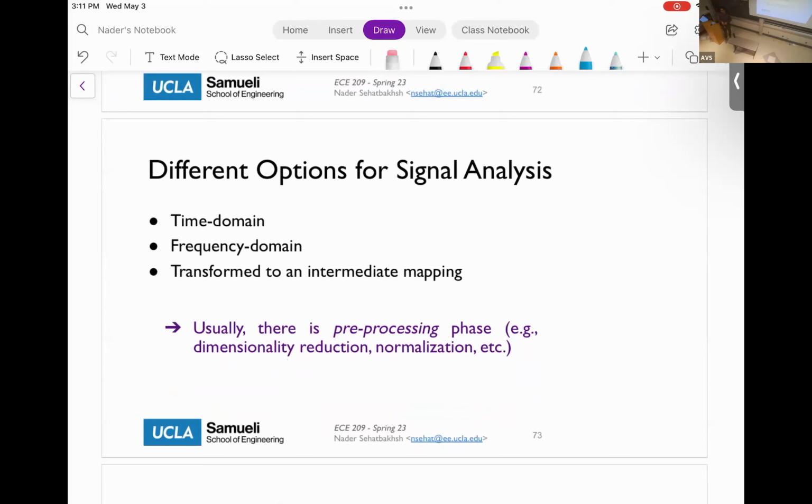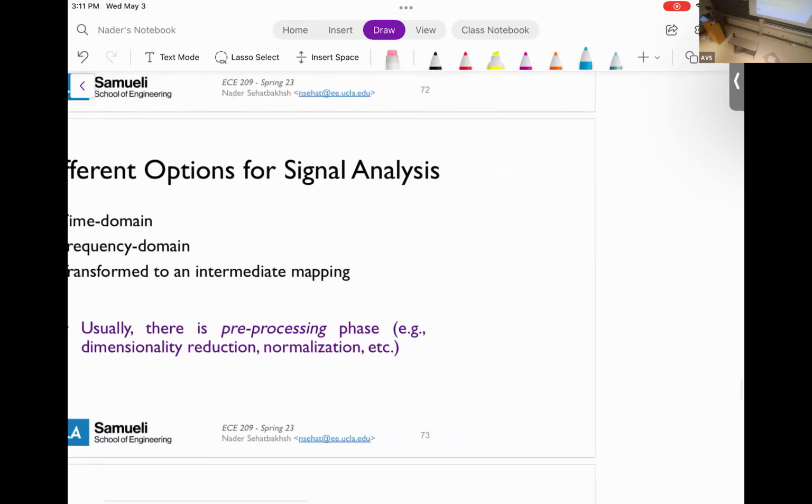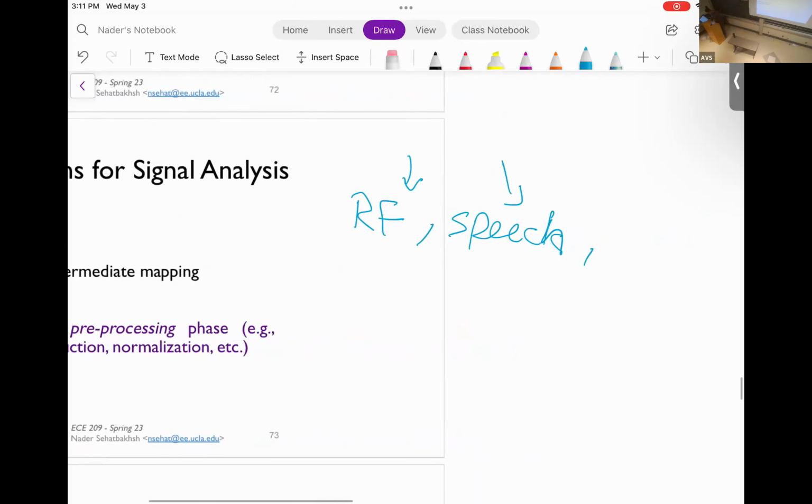Usually, most of these attacks require some form of pre-processing, normalization, reducing the dimensionality, removing noise, and all those things. Again, similar to the way that we analyze speech or RF signals for receiving the signals, all those things you can apply to physical side channels as well, because at the end of the day, your physical side channel is really kind of an RF signal or a speech signal. So anything that you do with those types of signals, you can do the same thing for your side channel signal or your time series.